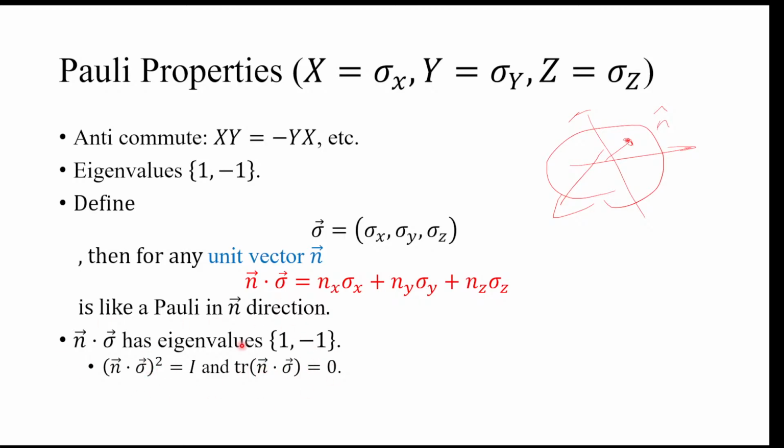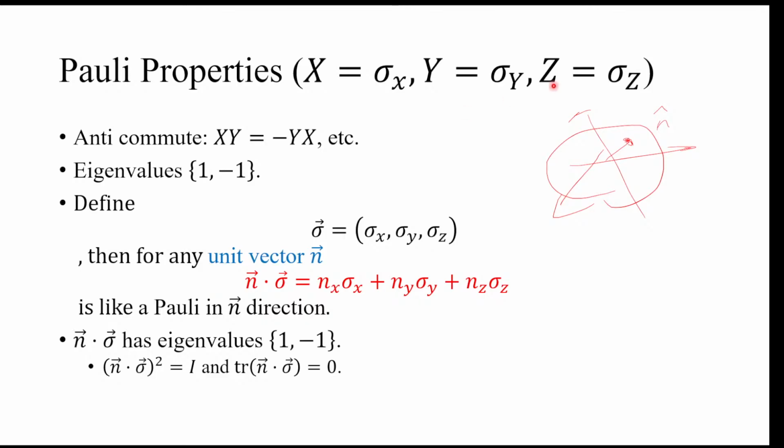The first thing that it satisfies is that it also has eigenvalues 1 and minus 1. So for every n that's a unit vector, this matrix also has eigenvalues 1 and minus 1, which means it's Hermitian and unitary. From this you have that its square equals identity, etc. You can find the corresponding eigenvectors, which correspond to the points on the Bloch sphere, and applying this unitary is a rotation of angle pi around this n vector axis.